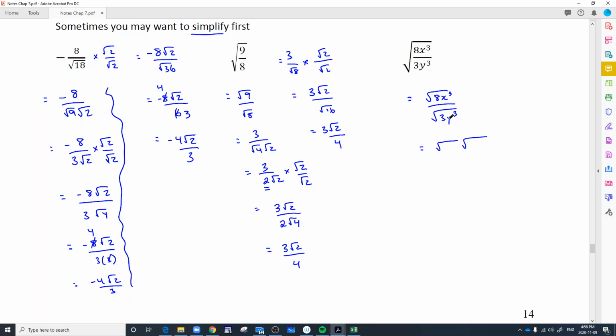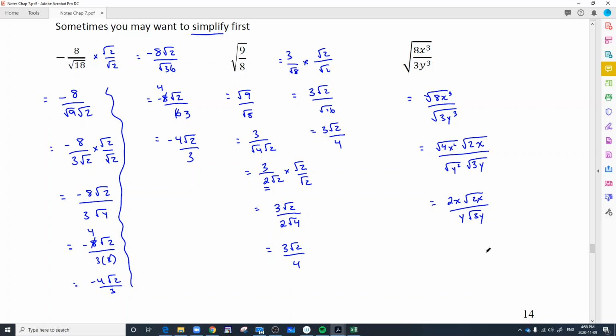So I'm going to look at 8x cubed, and the highest perfect square that goes into 8 is 4 with a 2 remainder. Then I've got an x cubed, which is bigger than my index of 2, so I'm going to put the x squared in the first radical and the x left over. In the denominator, I'm going to do the same thing. 3 is prime, so it's going to go over here. And then the highest perfect square that goes into y cubed is y squared with a y factor remaining. Then I'm going to simplify. I've got 2x root 2x over y root 3y.